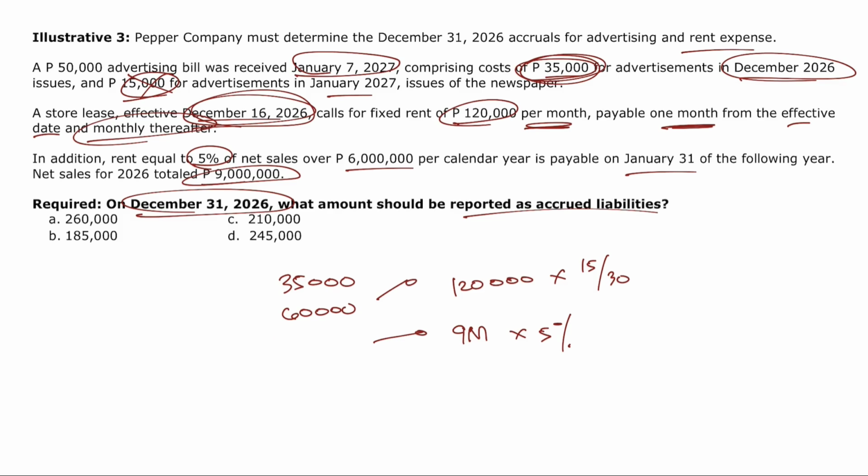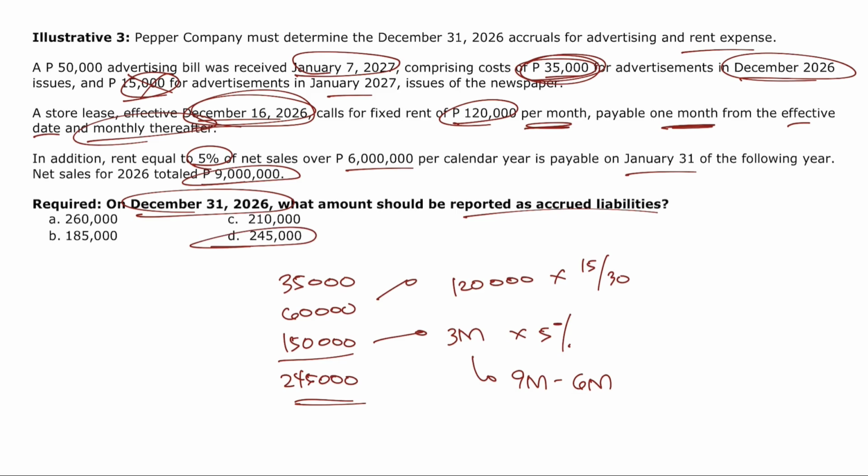Excess of 6 million pala. So, mali yan. Ibig sabihin, our basis will only be equal to 9 million over 6 million, in excess of 6 million. So, 3 million lang dapat to. Sorry na. So, 3 million times 5%, this is equal to 150,000. Then, the total accrued liabilities at the end will be equal to 35,000 plus 60,000, then plus 150,000, or this is equal to 245,000. So, illustrative problem number 3, delta will be our final answer. Again, illustrative problem number 3, delta will be our final answer.